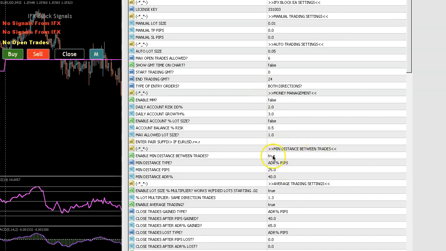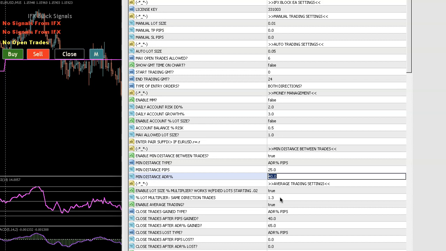So when you set that to true, you have two options. You can choose take pips or ADR percentage pips, right? So in here, if you want to enter in another block in the same direction, it will be 25 pips, or maybe 40% or 30%. The longer the distance, the better it is for you to space out your trades, right? So we don't want to enter too close to each other.